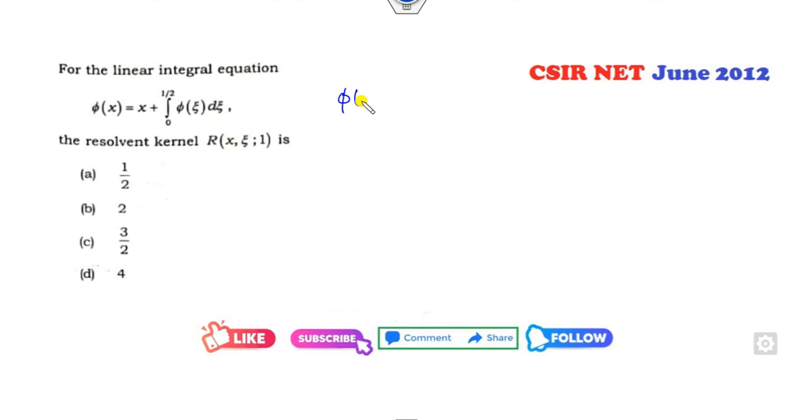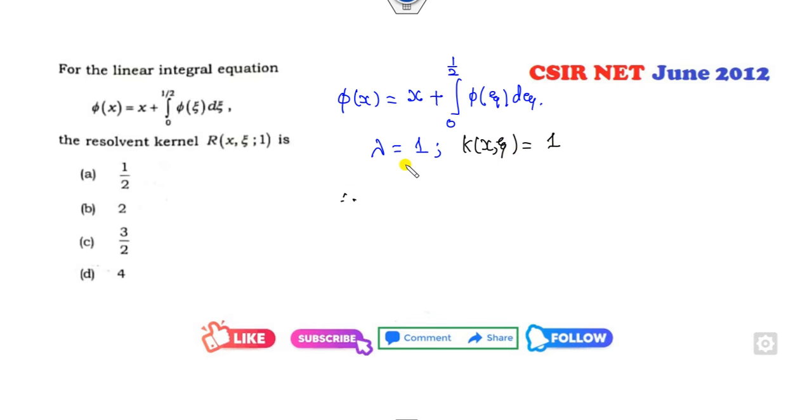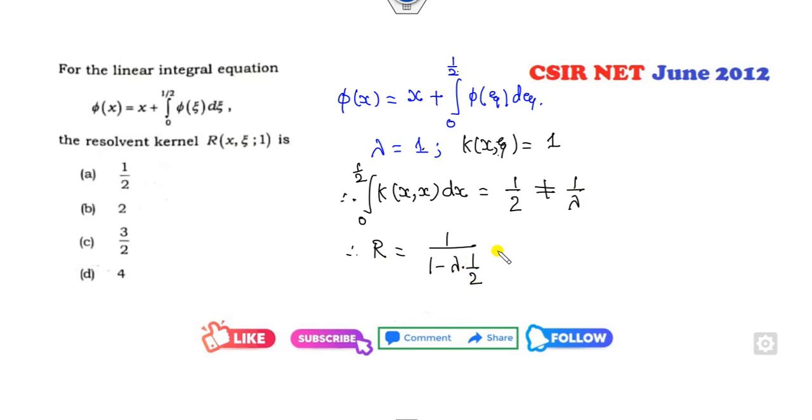Find the resolvent kernel of this function f(x) plus integral from 0 to half of phi(xi). So firstly you can compare them. Lambda is 1 because the coefficient is 1. What is K(x,t)? That is 1. Particularly in this case, instead of t, it is xi. So now what is K(x,x) from 0 to half? Integration of the 1 is x, which is half. Clearly it is not equal to 1 over lambda. So what is the resolvent kernel? K(x,t) over 1 minus lambda times this answer. So lambda is 1. It is 1 minus half. So the right answer is 2.